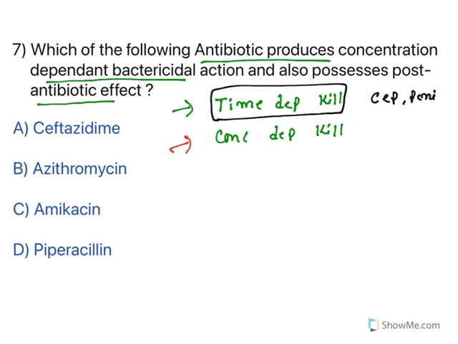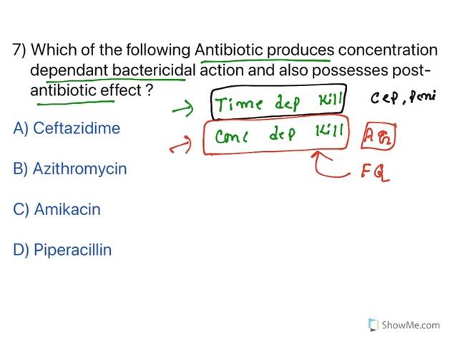Some other classes of drugs exert concentration dependent kill, like aminoglycosides. With aminoglycosides, when you increase the concentration, the killing ability against bacteria increases. Not only aminoglycosides, fluoroquinolones too. Both of them show this property called concentration dependent kill. Now, what is this post-antibiotic effect? Post-antibiotic effect means even after the antibiotic concentration has fallen below the required concentration, some antibiotics will still show their effect. That is what is called the post-antibiotic effect. Again, aminoglycosides will show this effect.